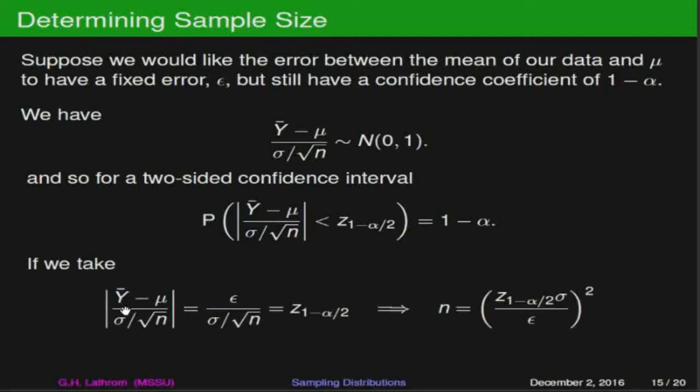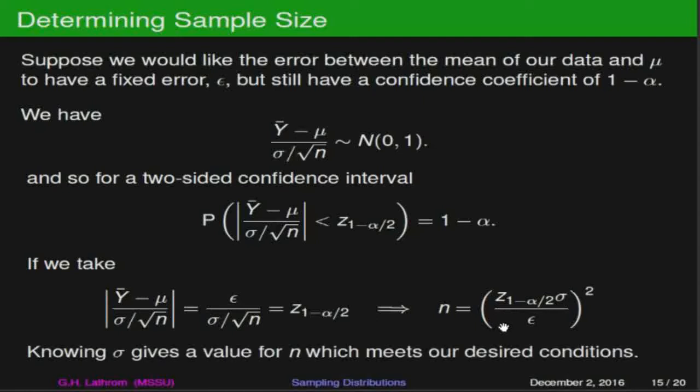Well, solving for those values, we want our error to be less than epsilon, and so sigma over root n is equal to our z of 1 minus alpha over 2. And so in doing that, we can solve for n. So we get n being an expression that looks like this. Now, knowing sigma, we are able to actually calculate that value of n. That's going to meet our desired conditions. So the question is really, well, what happens if we don't know sigma?